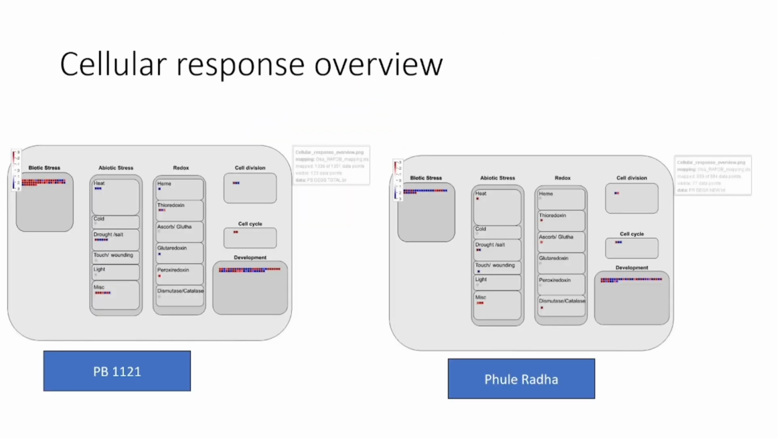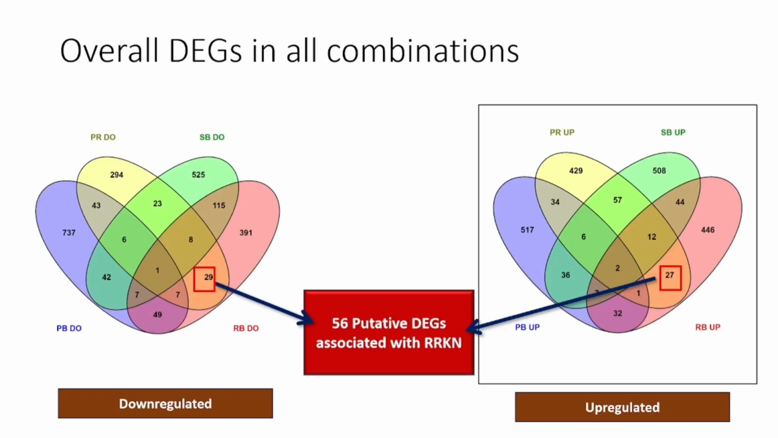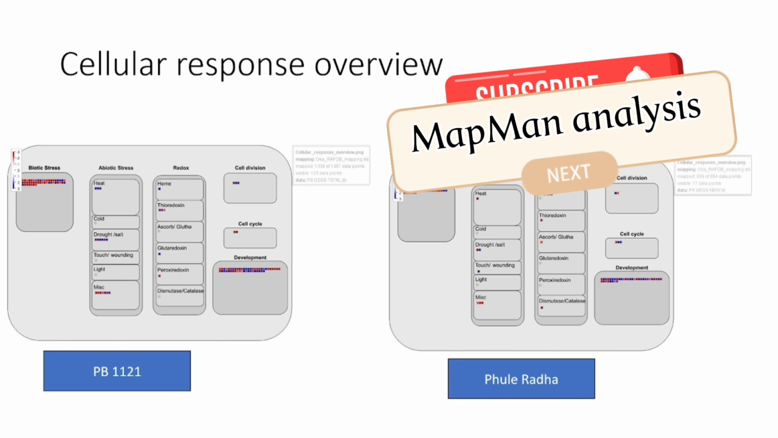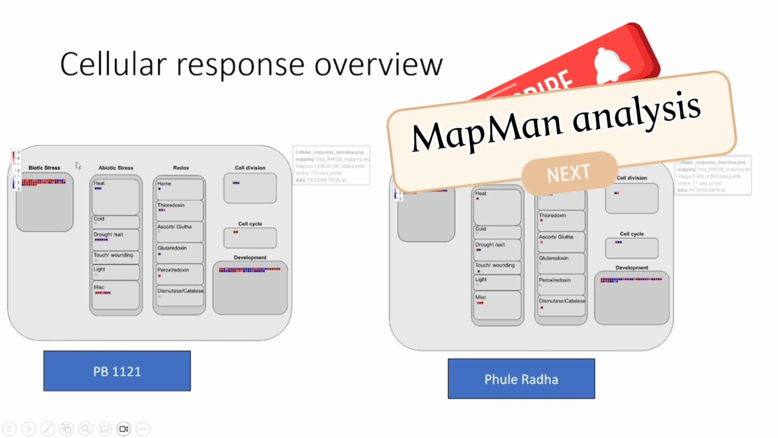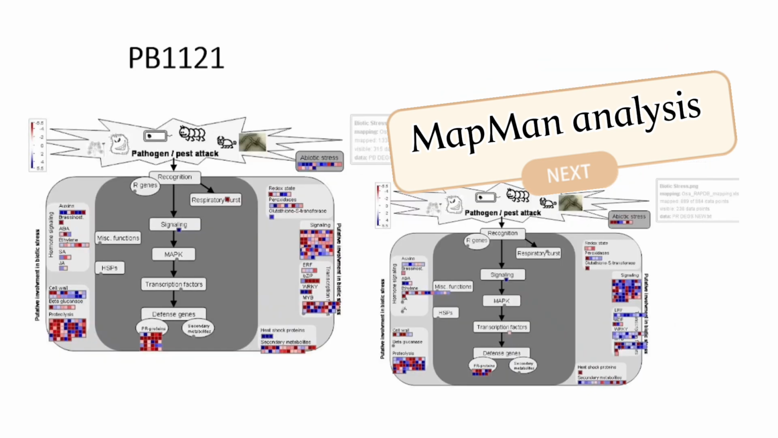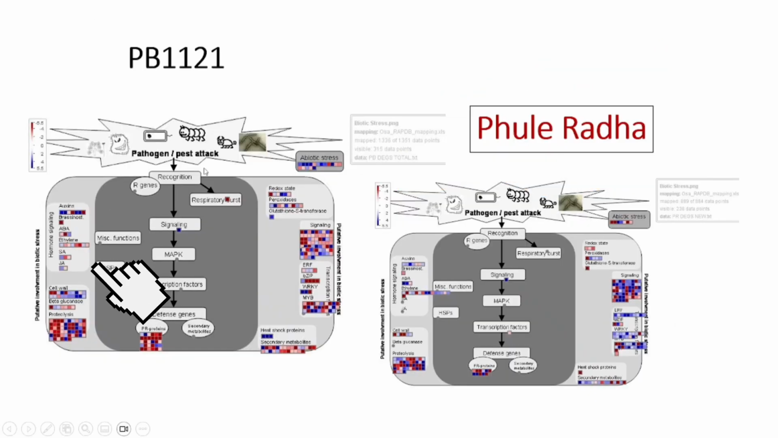Then you can compare, it depends on how you planned your experiment. I planned in a different way, but I don't want to tell because it's unpublished. Then the cellular response overview is a MapMan analysis. If you want to know how to do this, please subscribe to my channel. There is software called MapMan. If you put in your data, it will give diagrams like this. For example, I did it for biotic stress pathways like ethylene pathways, auxin pathways, and hormone signaling was highly enriched.